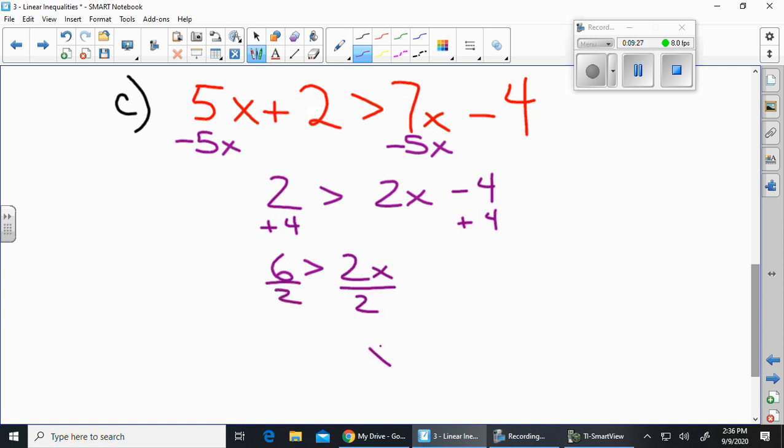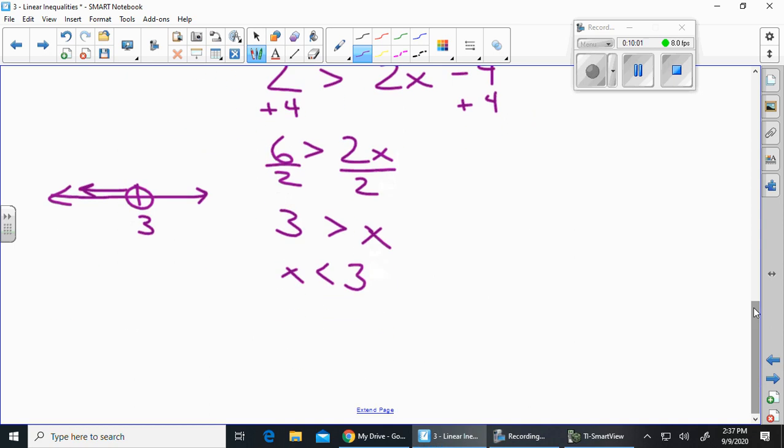I didn't do anything with that inequality sign. Greater than, greater than, greater than. I never divided or multiplied by a negative. There's my answer. Now, this again is one that people mess up. 3 is bigger than x. x is smaller than 3. So you don't like it like that? Switch it. What does that mean? Any number less than 3 will work in that inequality.